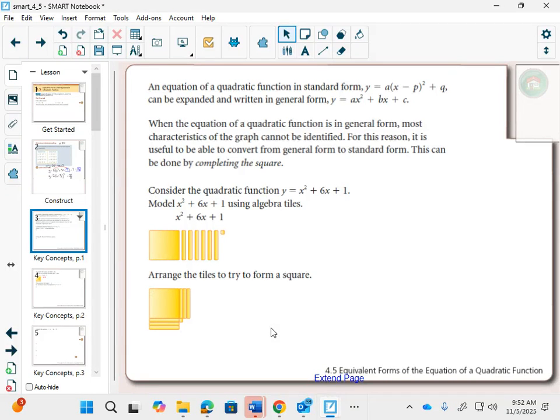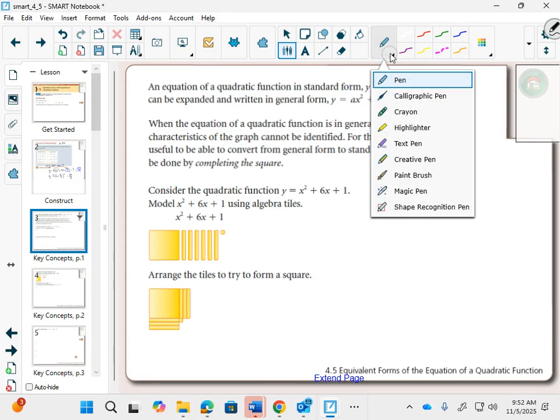If you don't have the algebra tiles, we are going to ignore those. You can take out your highlighter.